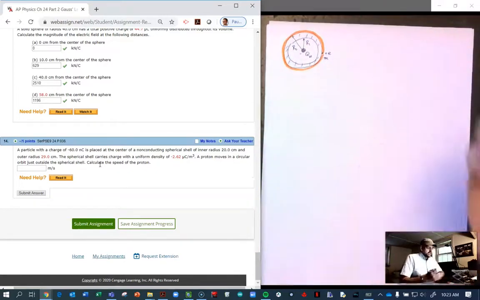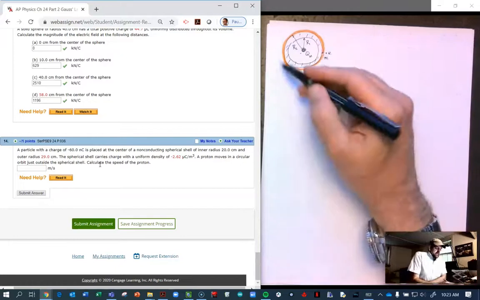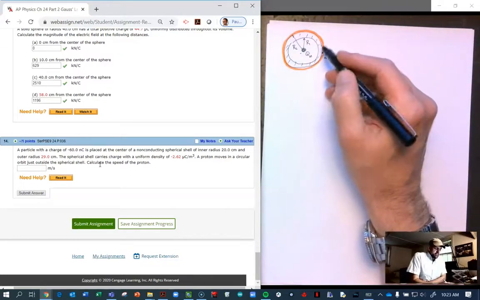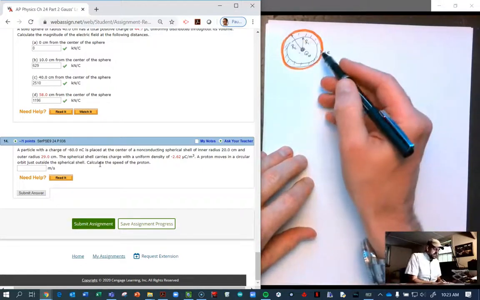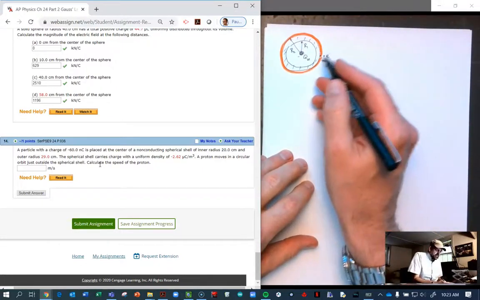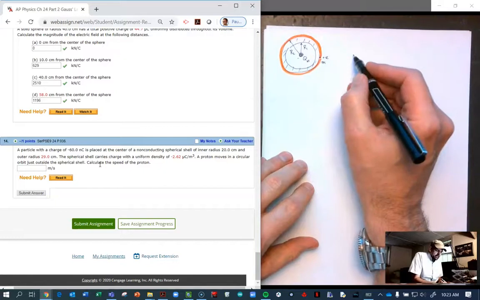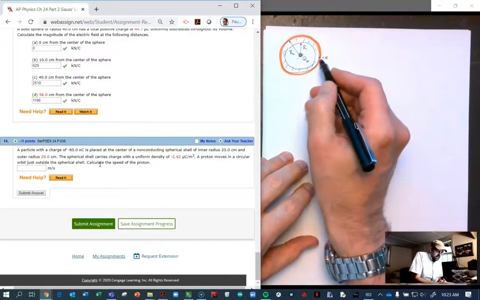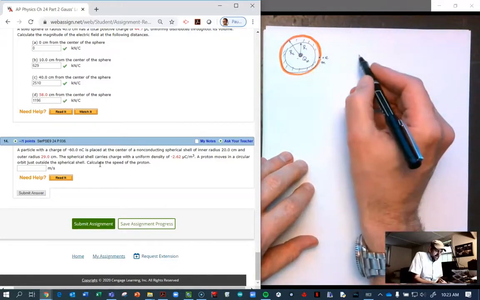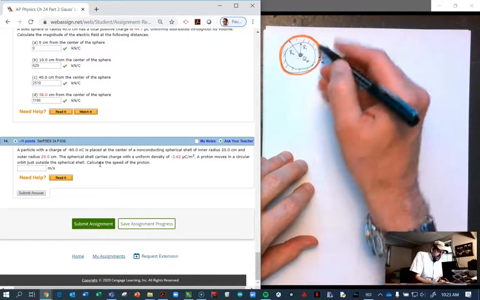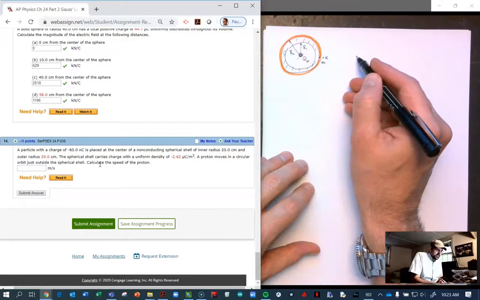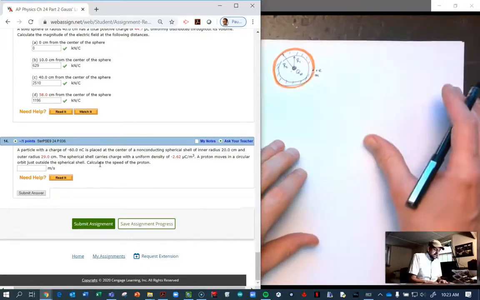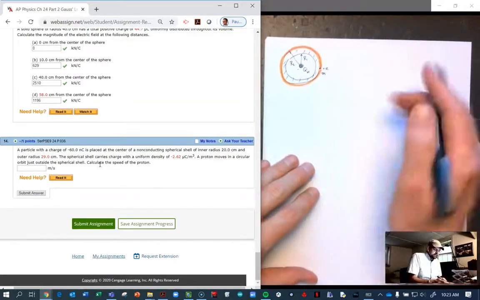Okay, so why does the proton go in a circular path? The proton goes in a circular path because there is a force. The electric force is trying to pull it inward, right? And because the proton has speed, it's going to travel in a circular path due to centripetal forces. Okay, so that's the idea.